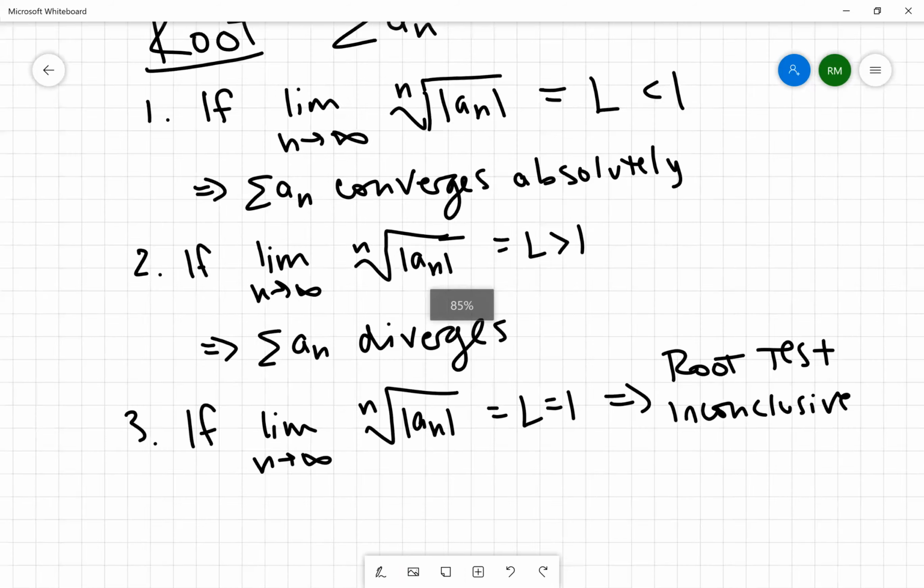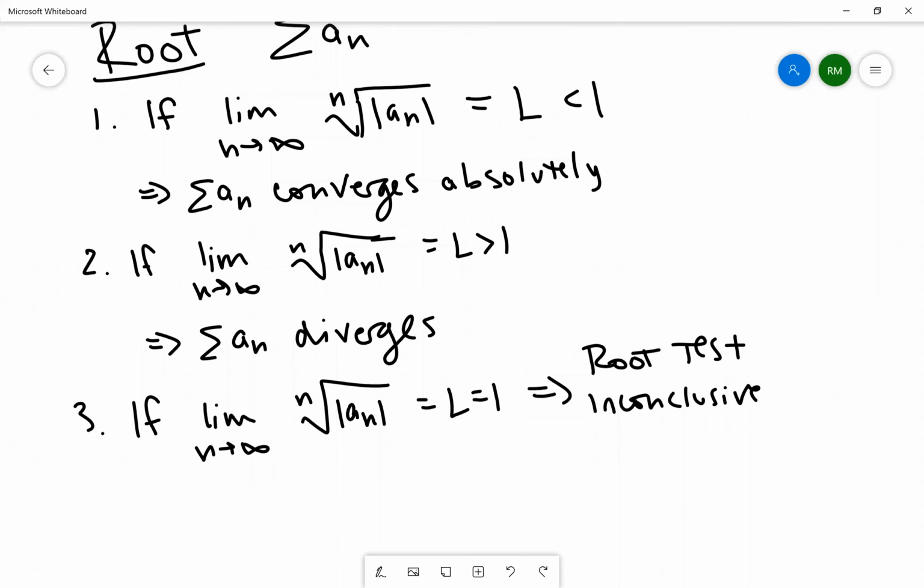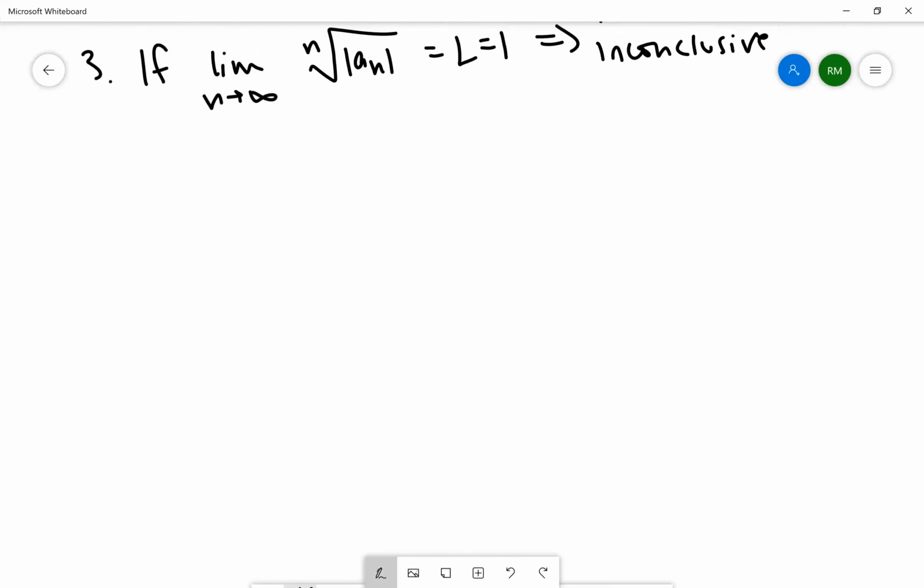So we can see here the root test. Very similar to before with the ratio test, the root test tells you something about your series if you get a limit that is less than 1 or bigger than 1, but if your limit is equal to 1, it does not tell you anything about the convergence or divergence of the series. So let's take a look at an example.